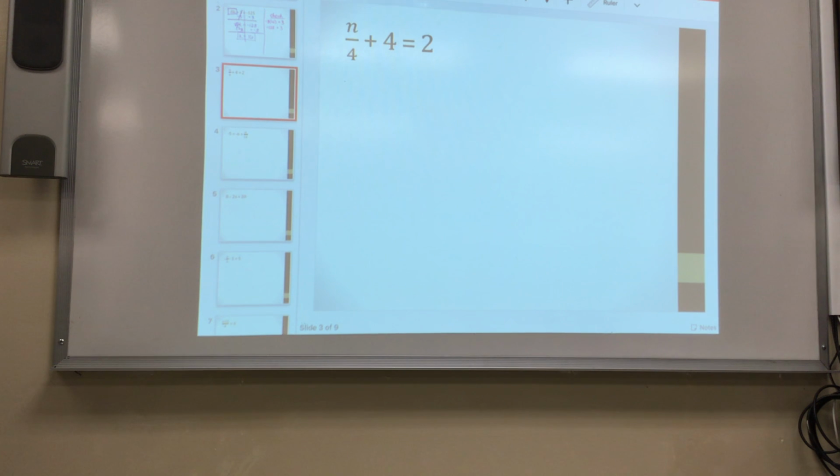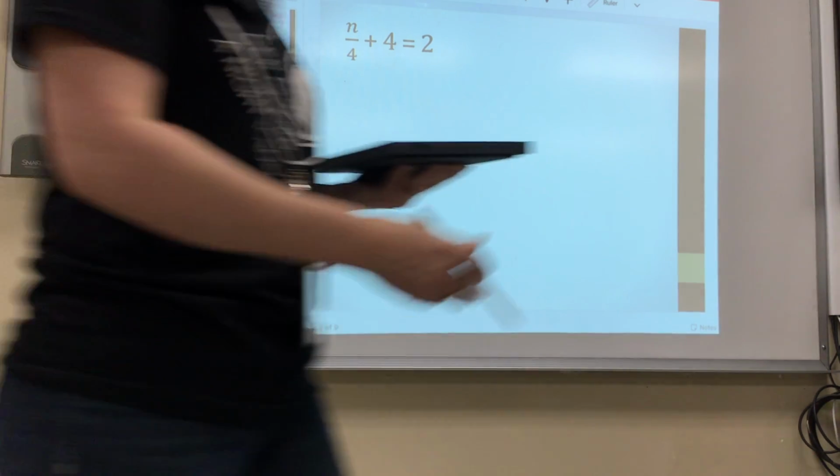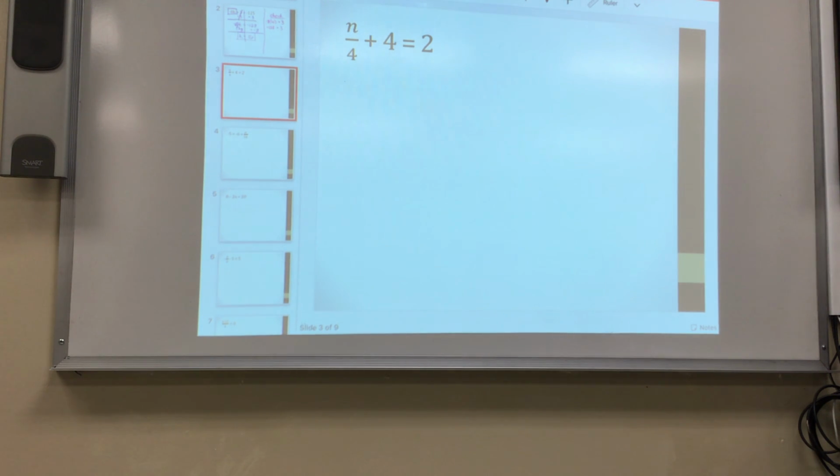All right, let's try another one. It's just division, actually. It's just n divided by 4. Write it down. Draw your line to separate the two sides. What do you think we should do first? There is a right first step. Eliana, what do you think? Subtract 4. Good, subtract 4.